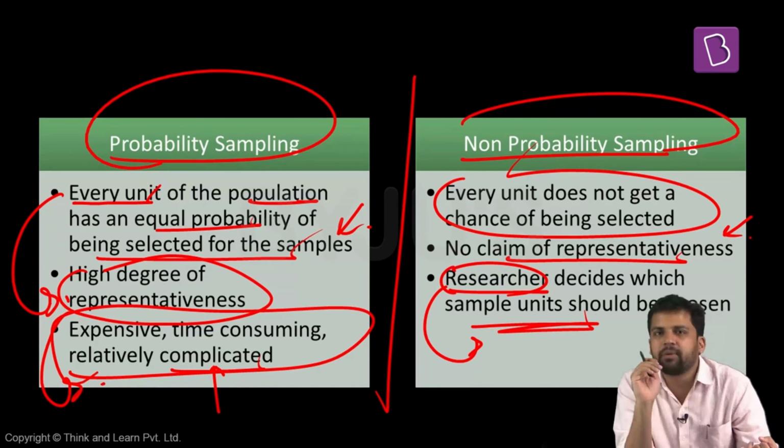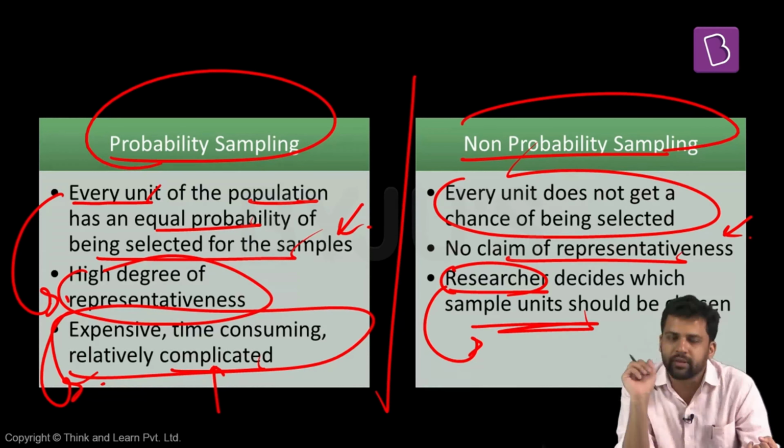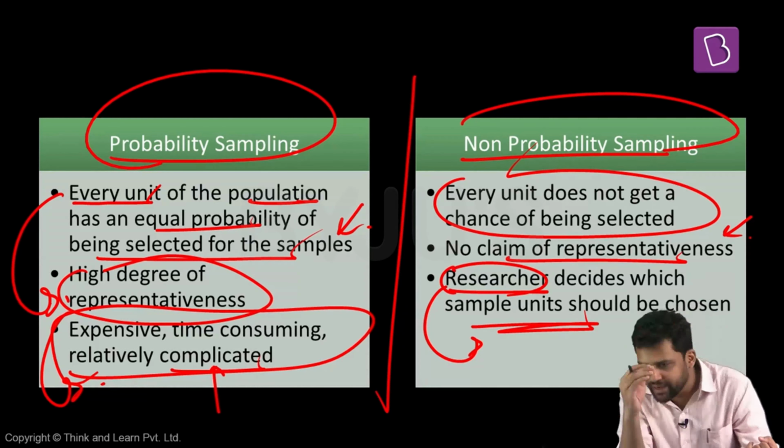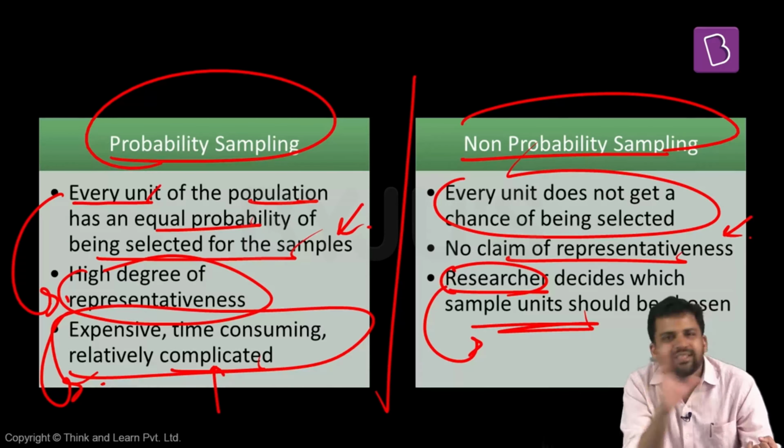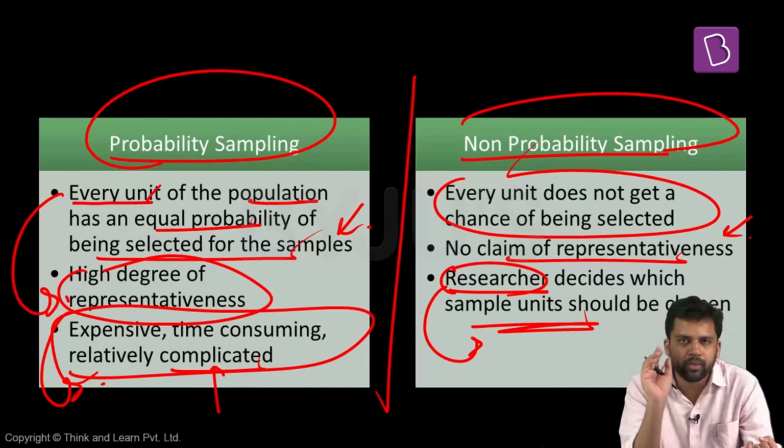So we'll discuss all these methods. What are the different types of probability sampling methods? What are the different types of non-probability sampling methods? One by one. So first we will take up probability sampling methods. But before we go into the individual probability sampling methods, one thing you should keep in mind: what is the scenario under which we go for probability sampling?